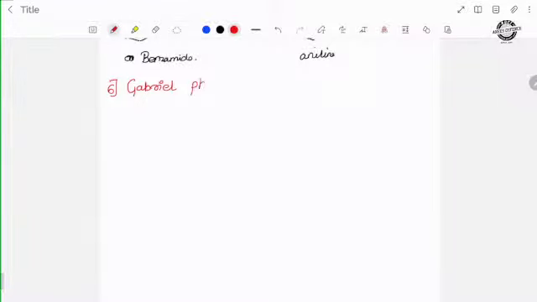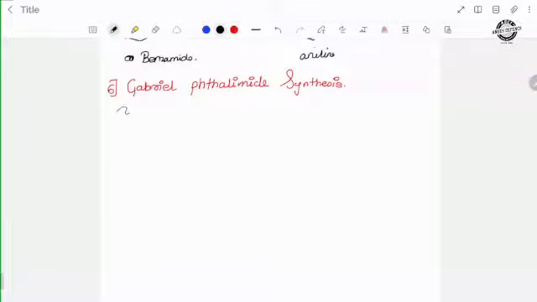Gabriel phthalimide. Again, the functional group present over here is imide. The P in phthalimide is silent. That is phthalimide. Okay. So basically, here we'll be using three reagents.